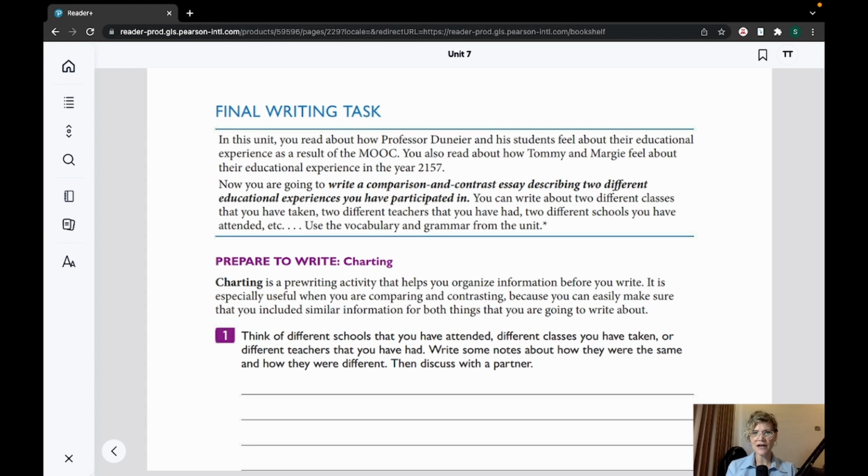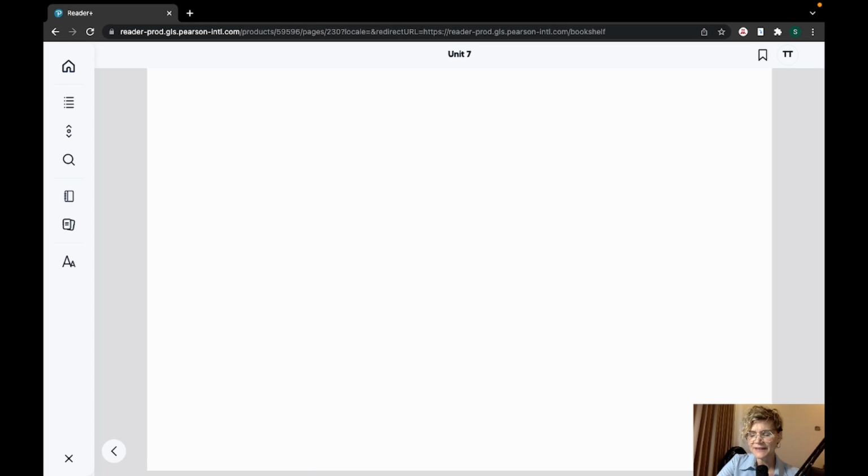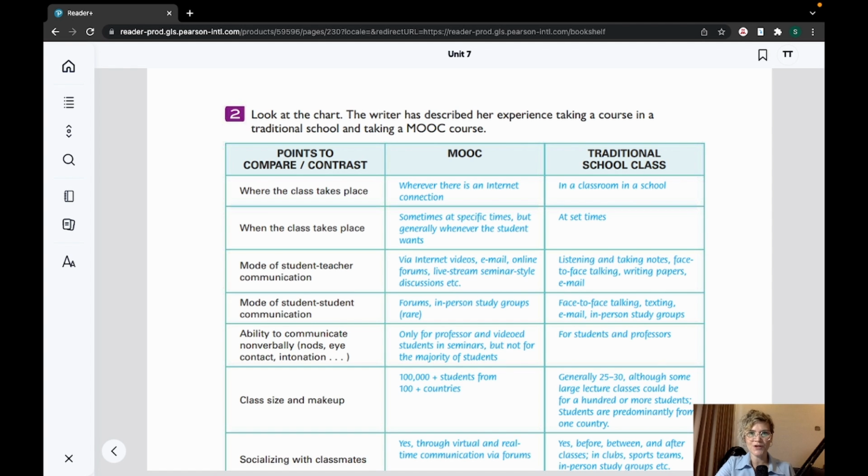Okay, to prepare to write for your brainstorm, you can do charting. Yeah, so that means that you can make a chart. It's a pre-writing activity that helps you organize information before you write. It is especially useful when you are comparing and contrasting because you can easily make sure that you included similar information for both things that you're going to write about. Yeah, let's take a look. You can use also another way, but the chart would work well.